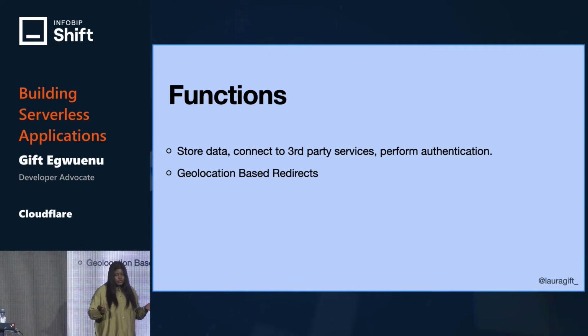Another is geolocation-based redirect. I'll show you an example of how to do this. Imagine you have a front-end application and you want to serve different versions of that to different users, depending on where they are visiting the website from. Functions is a very good way to do that because it exports a cf.location object from the context that allows you to track whoever is visiting the website, get their actual location, and serve them specific data on the website.